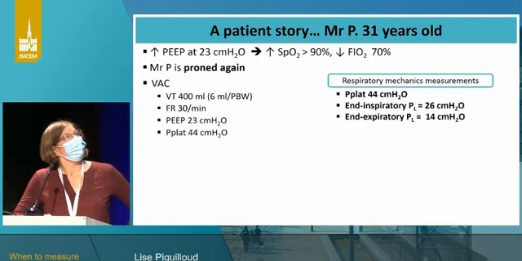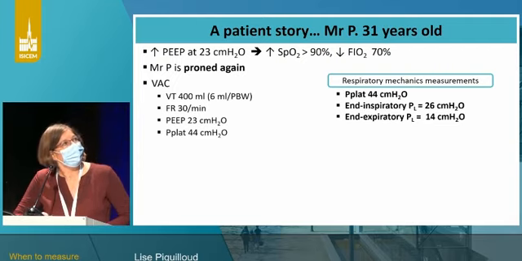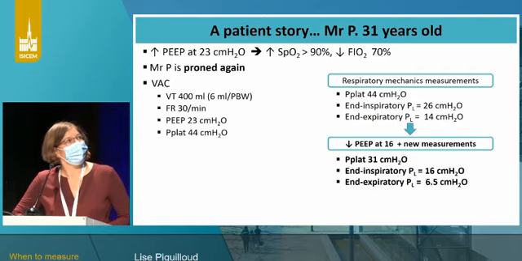Then the patient improved a bit, but as he still had a 70% FiO2, he was proned again. And when he was prone again, we did the measurement again. At that point, plateau pressure is 44, end inspiratory transpulmonary pressure 26, too high, and end expiratory transpulmonary pressure 14, very high. Then we decreased PEEP to 16, with values at 16 of transpulmonary pressure at the end of inspiration and 6.5 at end of expiration, again in the target we have.